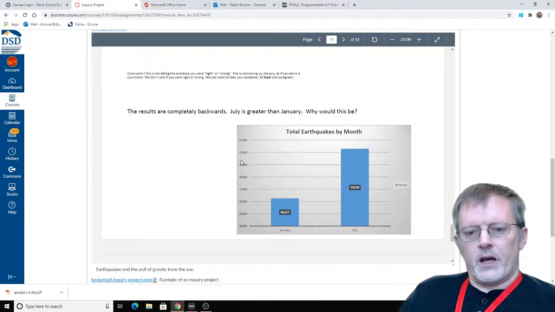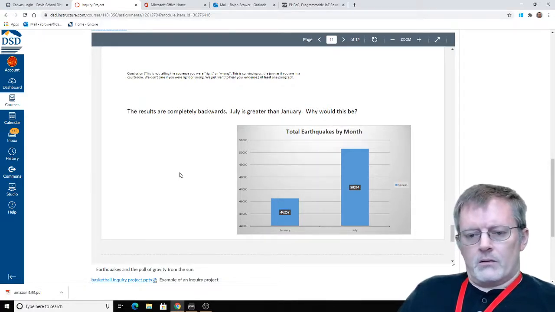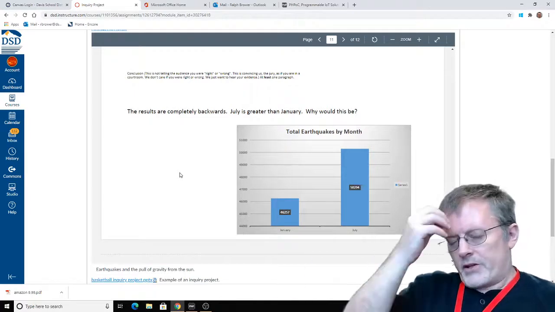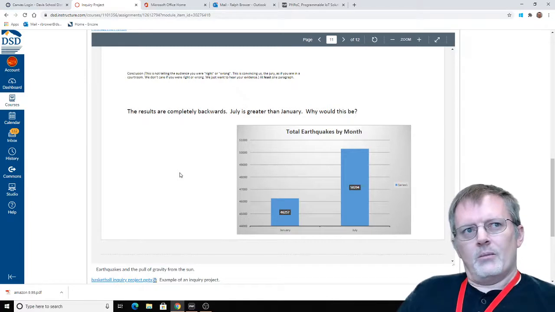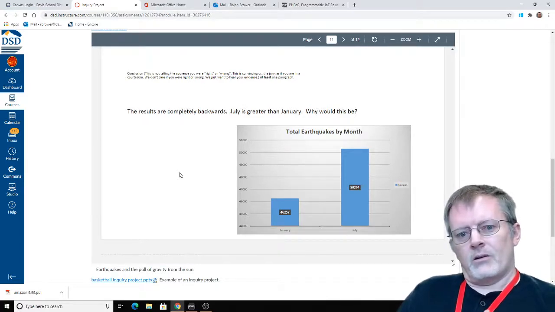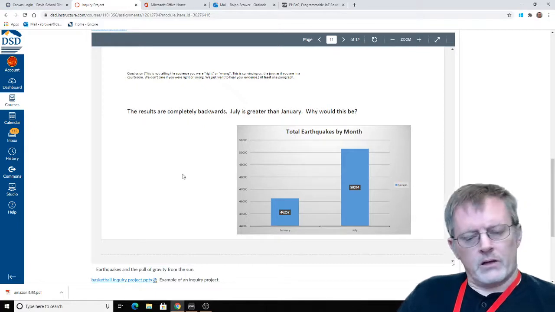So in my case, yeah, it looks like we've got something interesting going on. However, it is totally the wrong months. We're completely backwards. The results are completely backwards. July is greater than January. Why would this be? I have no idea. It is answering my question, but it's saying it's the opposite. But it's kind of leaving me like, I don't know. That's kind of interesting. This may be a takeoff into another inquiry project, which you won't do.